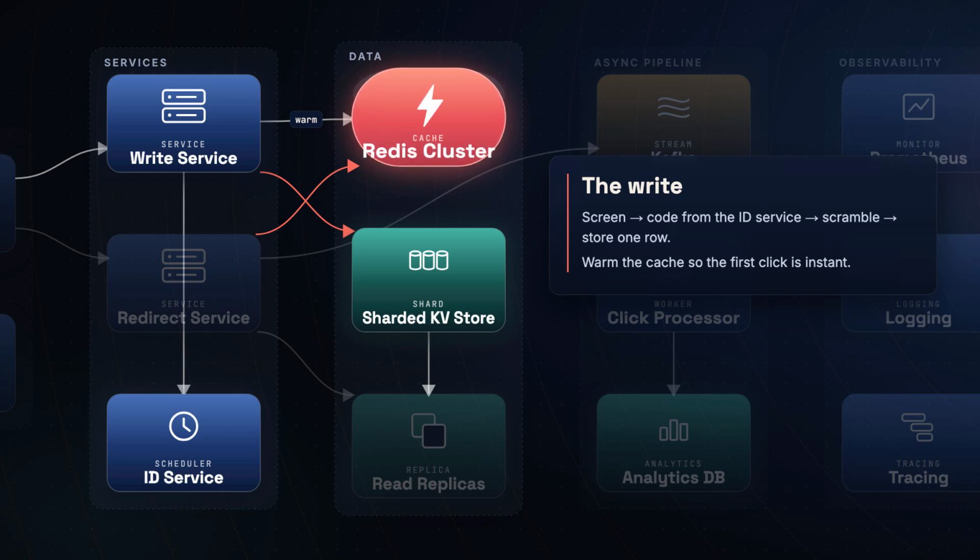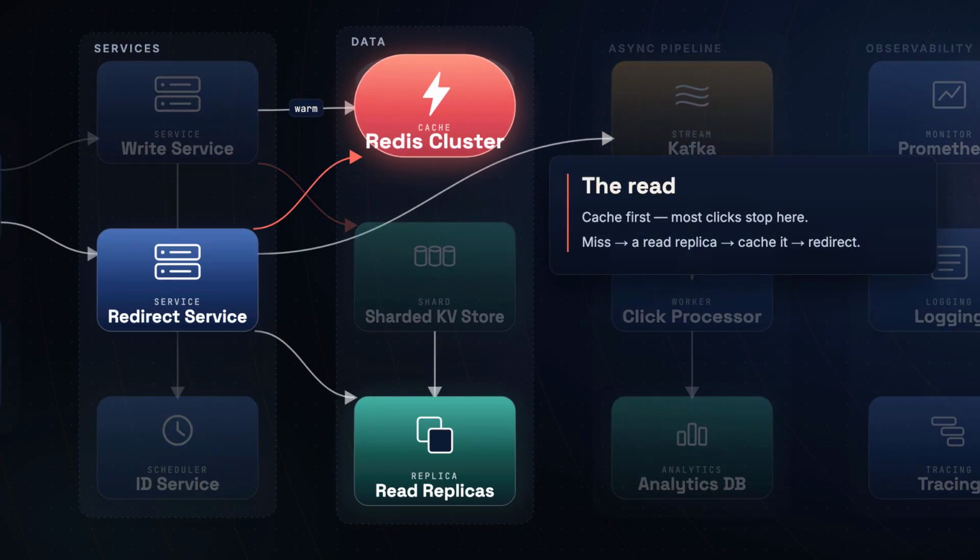Done. The link exists. Following one: edge, gateway, check Redis. A hit takes microseconds. Done. A miss reads one copy, puts it in the cache, sends the click to Kafka, and forwards the user. The disk is hardly touched.